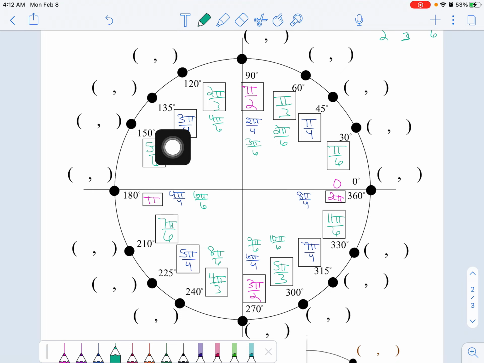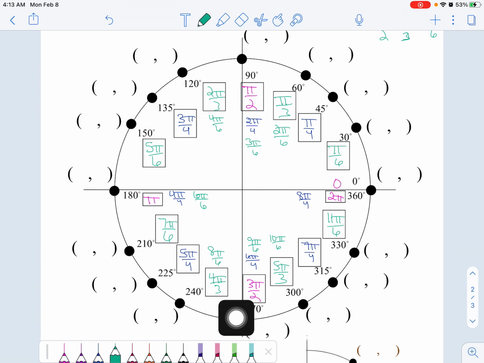Now, a couple things. I mentioned this with all of the 45s. So we have a denominator of 4, denominator of 4, denominator of 4, denominator of 4. Those all have a reference of pi over 4 or 45 degrees. Everything with a denominator of 6, so pi over 6, 5 pi over 6, 7 pi over 6, and 11 pi over 6 are all 30 degrees away, or pi over 6 radians away from an x-axis. So those would all have a reference angle of 30 degrees or pi over 6.